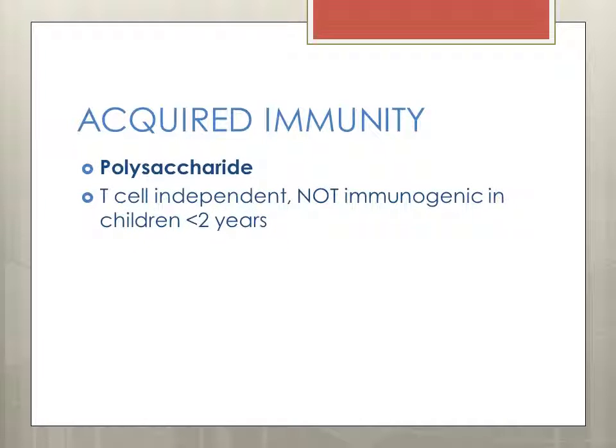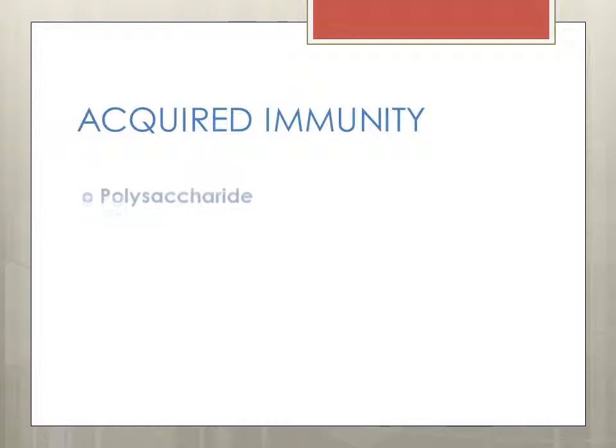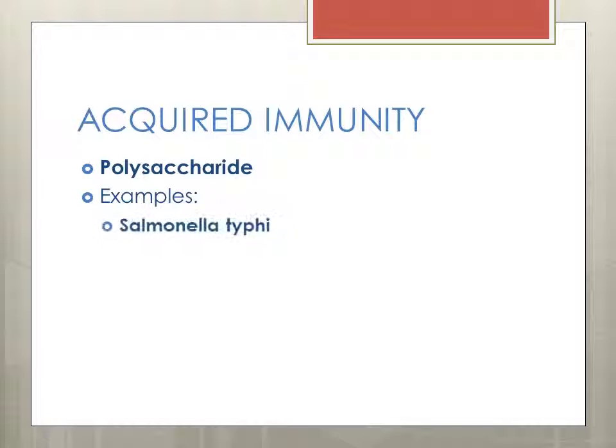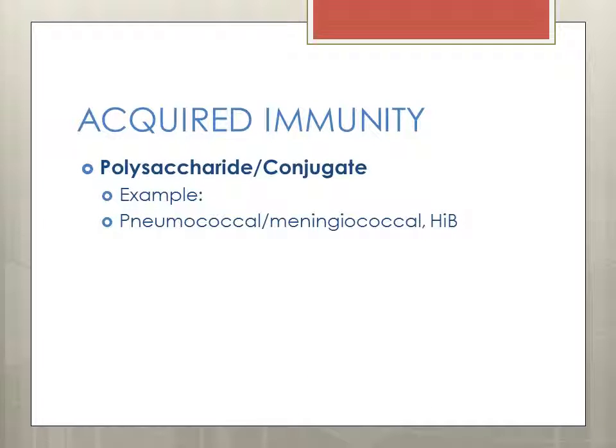Now, polysaccharide-based vaccines are T-cell independent, and they are not immunogenic in children less than 2 years because the children aren't mature enough. Their immune systems aren't developed properly, and it's because of what we call immune immaturity. There's no booster response with repeated dose, and there's a less functional antibody, usually only immunoglobulin M. Examples of polysaccharide-based vaccines include Salmonella typhi. And for polysaccharide and conjugate vaccines, you have pneumococcal and meningococcal vaccines.